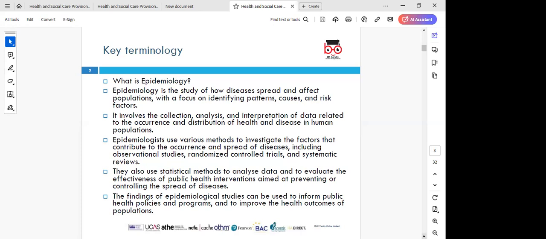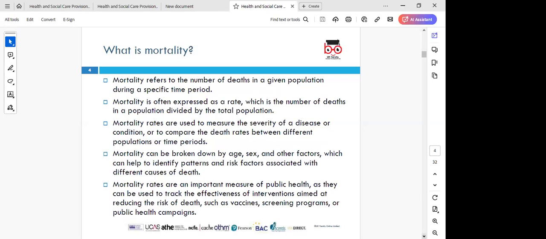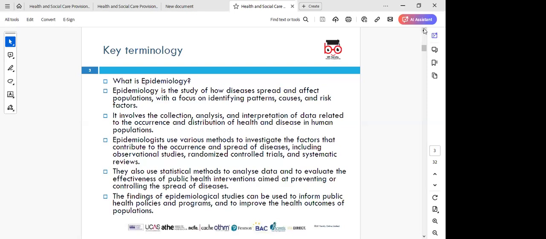use various methods to investigate the factors that contribute to the occurrence and spread of diseases, including observational studies, randomized controlled trials, and systematic reviews. There are also statistical methods to analyze data and to evaluate the effectiveness of public health interventions aimed at preventing or controlling the spread of diseases. Very important.